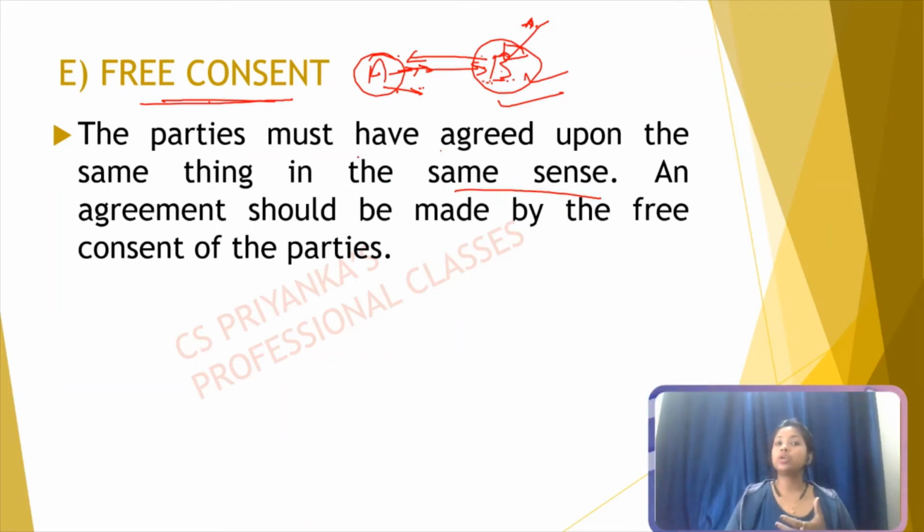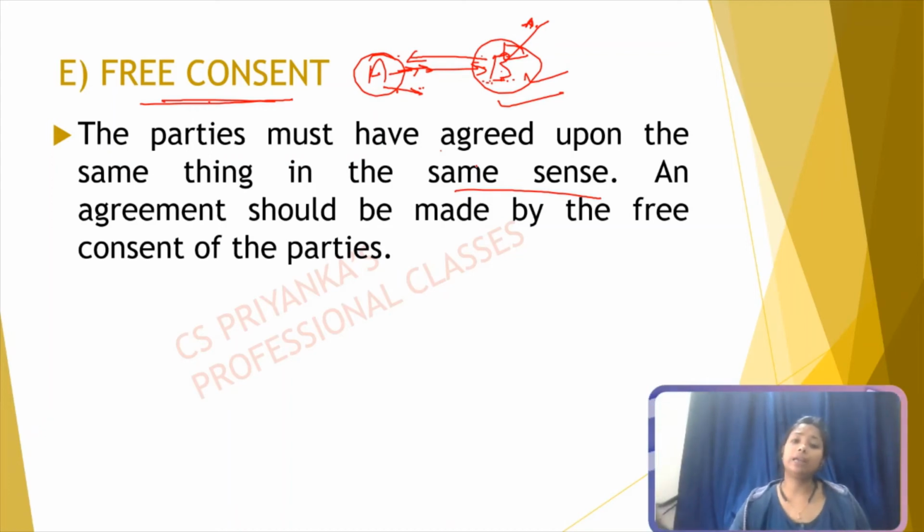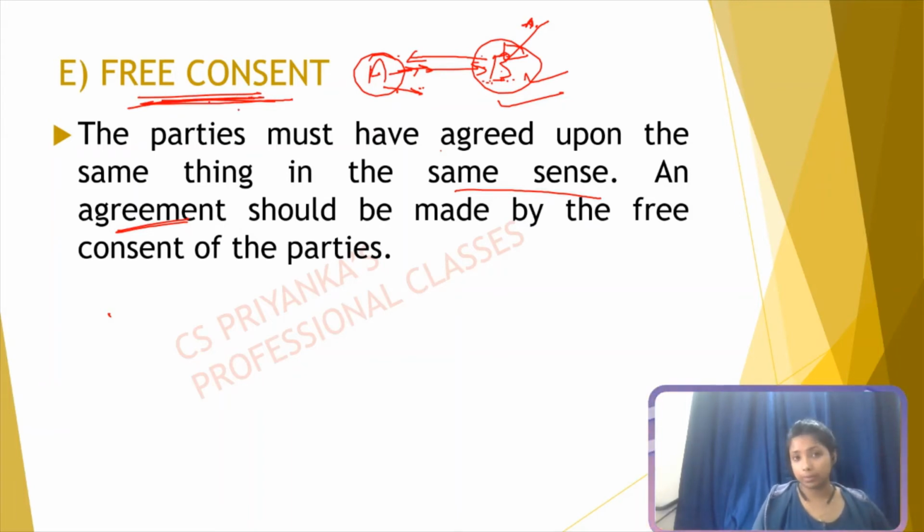No third party should force them to do anything, and they should think the same thing in the same sense. The agreement they enter into should be made by the free consent of the parties. That means no third party should interfere in the matter, or they should not forcefully enter into an agreement. Whatever they do, they should do it freely. Got it? Without anyone's influence, any other person's influence, or anyone's interference.